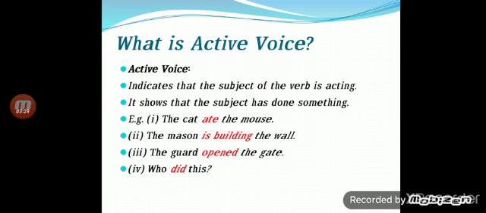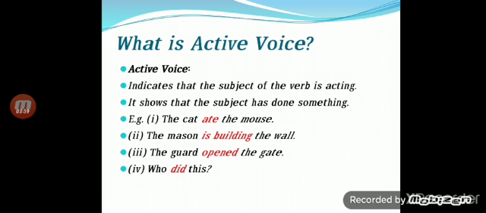See here, there are some examples. The cat ate the mouse. See the first example, the cat. Here, how do we identify the subject? The subject is the cat because the doer of the action is the cat. The cat is eating the mouse. The mouse is an object. We had seen in the previous slide.